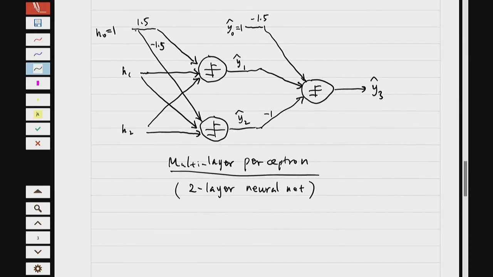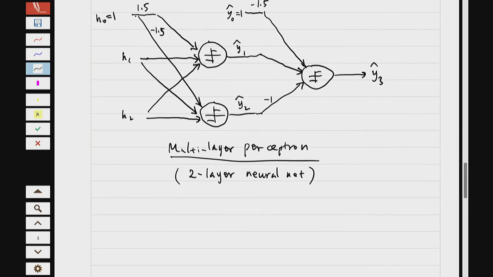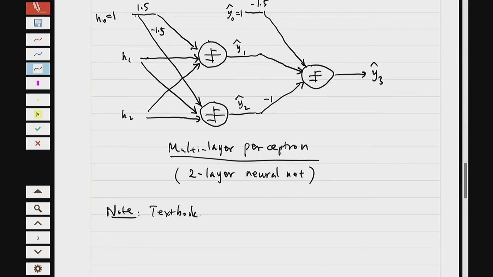Everyone okay so far? One thing to note is that the textbook uses a slightly different formula. It uses exclusive OR, so y hat 3 equals OR, and then AND of H1, H2. It does not directly use the previous perceptrons. It uses this new thing, not H1 and then H2 like that.